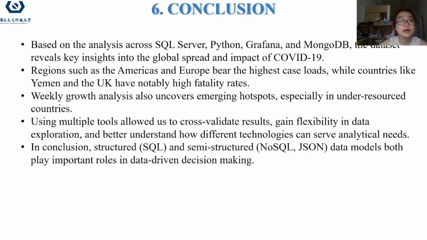And I will start the final section, which is the conclusion. We worked through our charts, tables, and data, and then the conclusion per chart. Based on the analysis using SQL Server, Python, Grafana, and MongoDB, the dataset reveals a lot of insights into the global spread and impact of COVID-19. Regions such as Americas and Europe bear the highest case loads, while countries like Yemen and the UK have notably high fatality rates. And weekly growth analysis also uncovers emerging hotspots, especially in under-resourced countries.